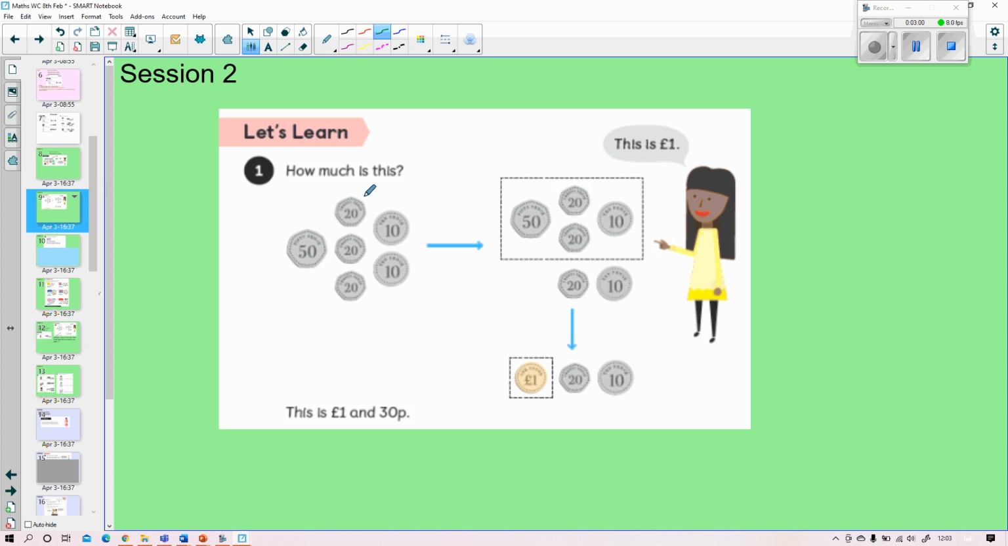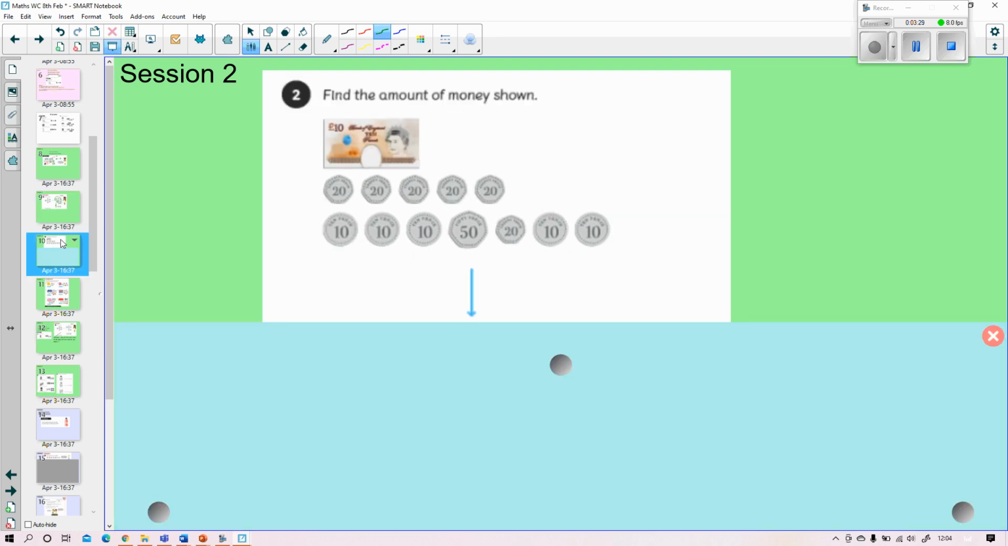Okay then. So this is showing us how we've just done that. We've taken the larger coin, the 50, and using what we know, we've made £1. We've used two 20s and a 10 to make another 50. This has given us £1. Here it is. It's come down here to give us a whole £1, 100 pence, and then the 30 left over. Okay, £1 and 30 pence plus the 10.